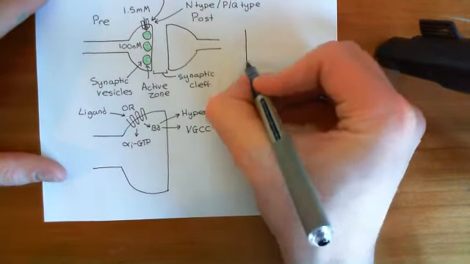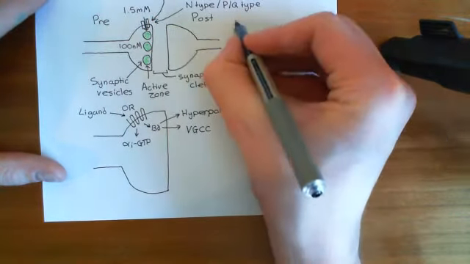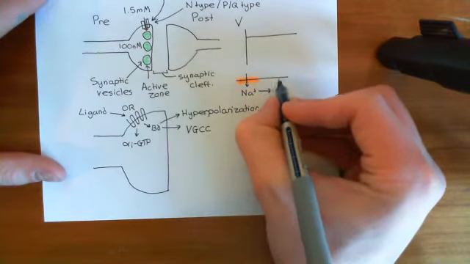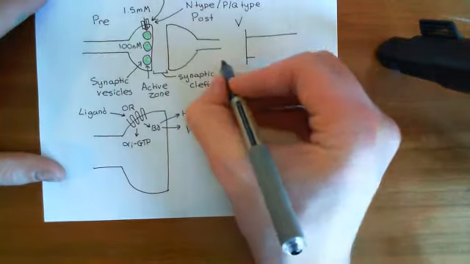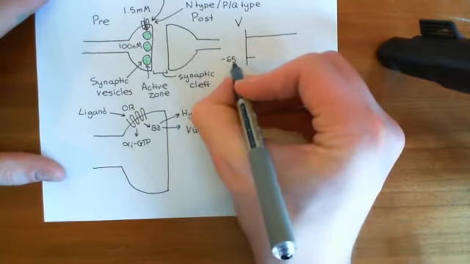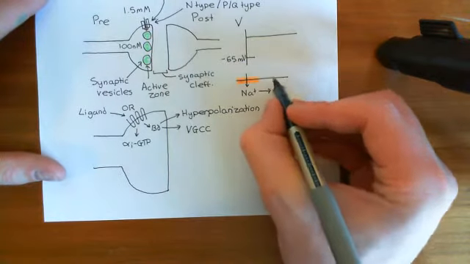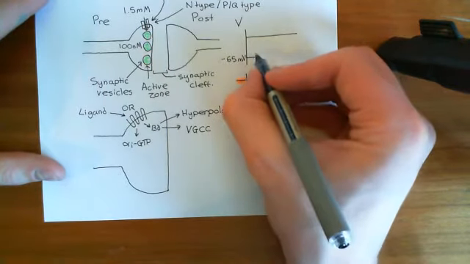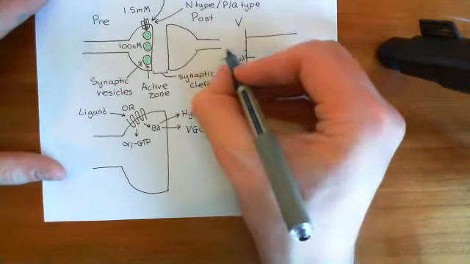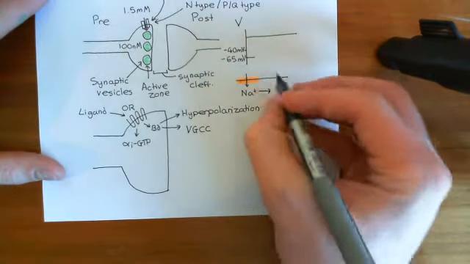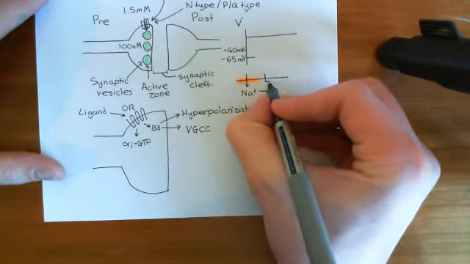So let's draw a little graph for this. Let's plot the electrical potential difference across this portion of membrane here. It might start off at something like negative 65 millivolts. Now, in order to fire an action potential, what you need to do is bring it up to around negative 40 millivolts. That's the threshold potential for the activation of the voltage gated sodium channel.